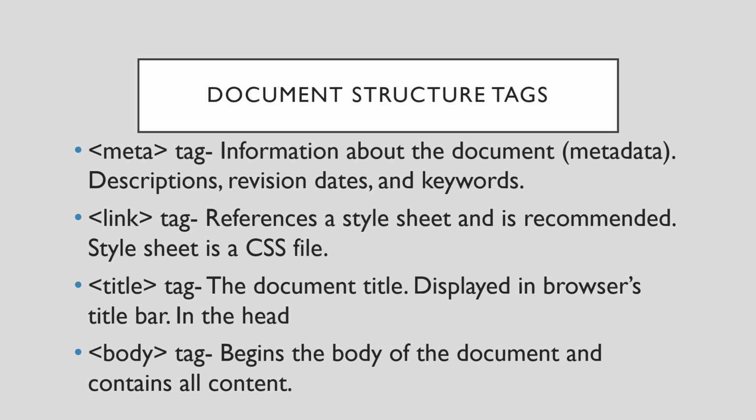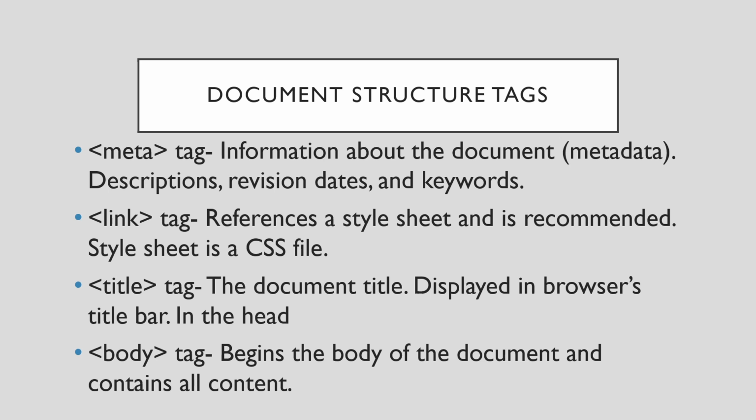All right, so document structure tags. The meta tag, I talked a little bit about it on the last slide. The meta tag is information about the document. We call that the metadata. It is information about the website. It helps people find your website easier by using keywords, and it kind of helps explain what the website's about. You can also include like descriptions and revision dates as well in that. It's more about information and providing helpful resources to whoever's viewing your code.